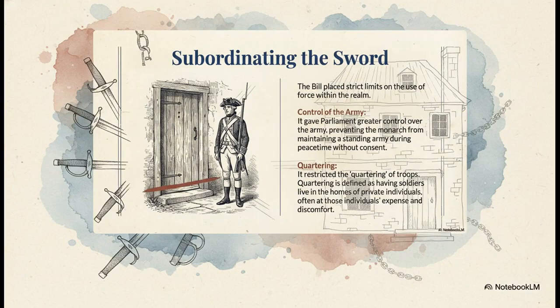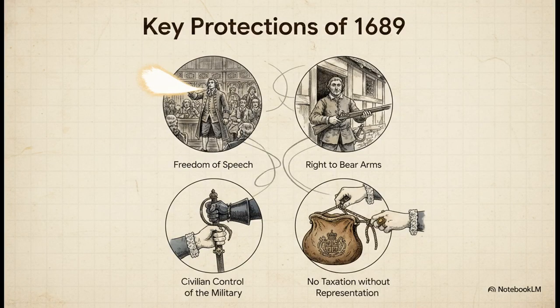Okay, after the purse comes the sword, right? The military. The bill also put some serious limits on the king's army. He wasn't allowed to just keep a massive standing army around in peacetime, not without Parliament's okay. And, this one is really important, it put a stop to the quartering of troops. Forcing regular people to let soldiers live in their homes. A big no-no.